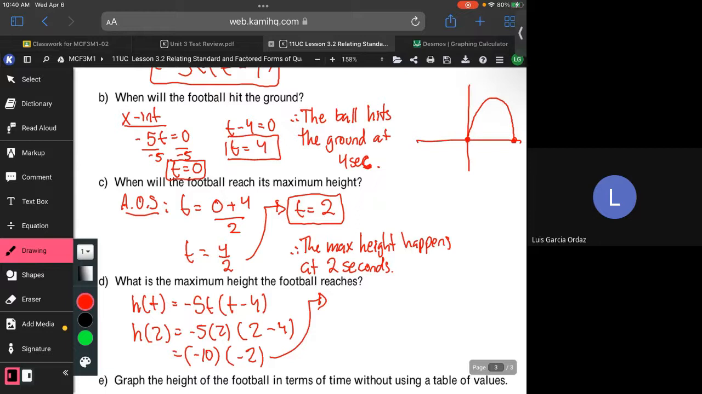So what is my height at 2 seconds, guys? Negative 10 times negative 2 is positive 20. Therefore, the max height is how many meters? Yep.